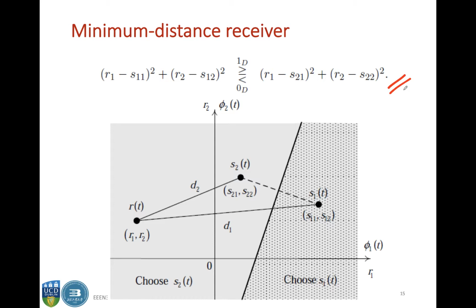So let's see how you will implement such a receiver. This is the mathematical expression of the optimum decision rule, which says that if your received signal is closer to one of the signals, then you are making a decision in favor of that particular signal. But in terms of actual receiver circuit design or receiver hardware design, what does this imply? So we will see that today.